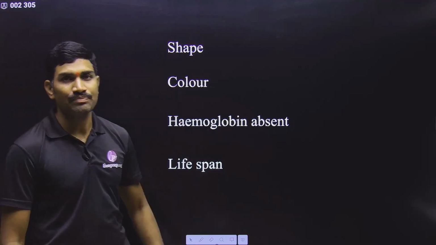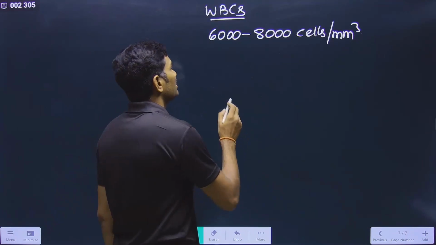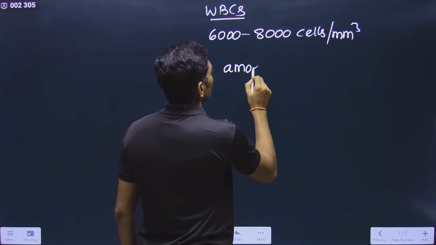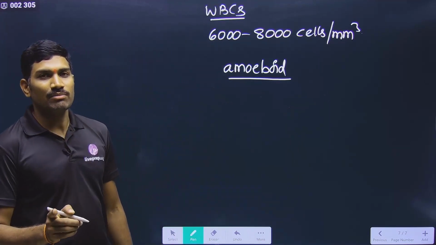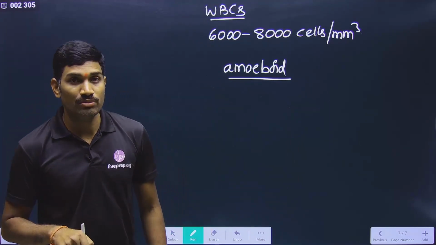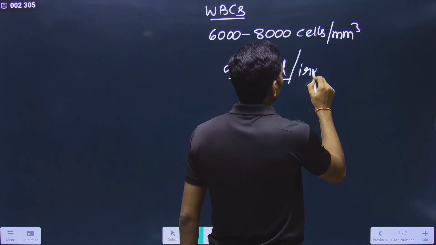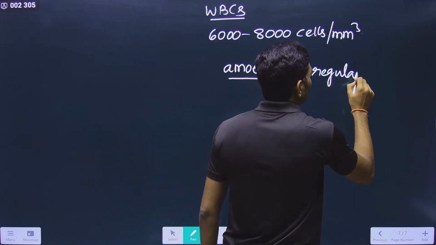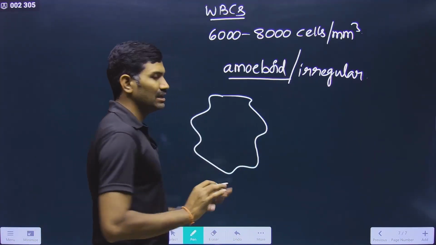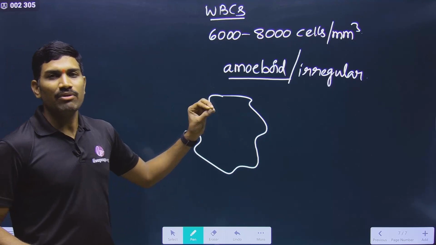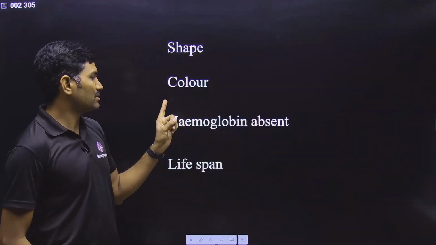Regarding the shape, please remember in the cell chapter we already studied about the shape. Shape of WBC is amoeboid. Shape of RBC is round and biconcave for human. And what about WBC? It is amoeboid, that means it is irregular. Any type of WBC you take, it is irregular. So randomly you can draw the diagram. The shape of WBC is irregular, amoeboid. Very, very important point. So please remember this.